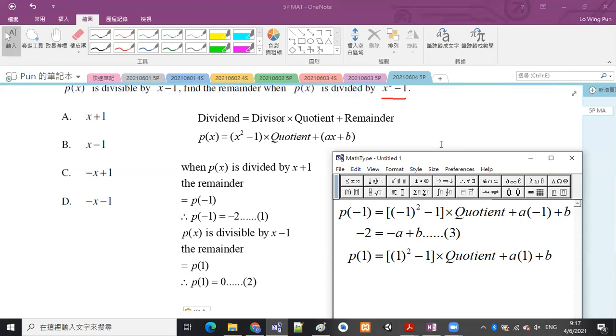And you should be happy seeing this. Which part makes you happy? Yes, 1 squared is 1. 1 minus 1 is 0. 0 times quotient is 0. So what is remaining on the right-hand side is a plus b. And the left-hand side is 0 because from equation 2, we know that P(1) should be equal to 0. Okay? And this is our equation 4.